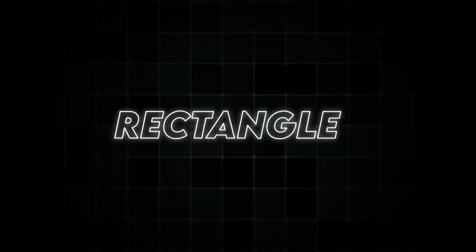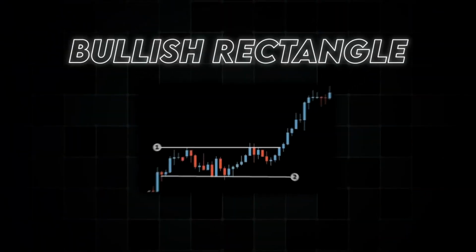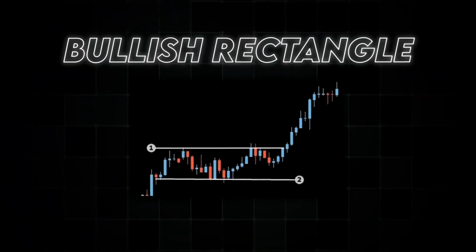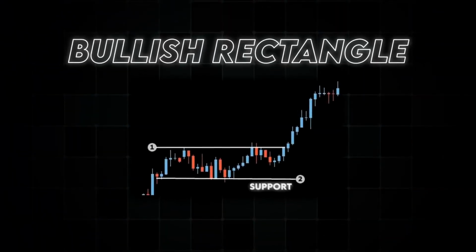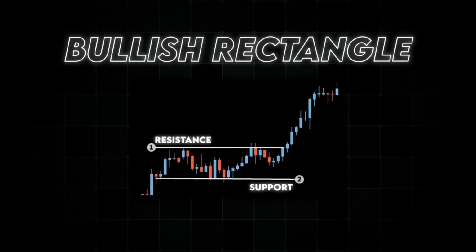Next, we have rectangles, which are actually my favorite, which are also considered consolidation breakouts, which is a bullish or a bearish rectangle, which are kind of the same. A bullish rectangle is formed by 2 parallel horizontal lines acting as the support and the resistance during the bullish trend.